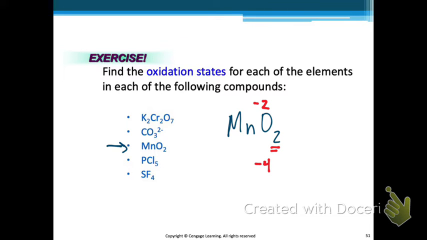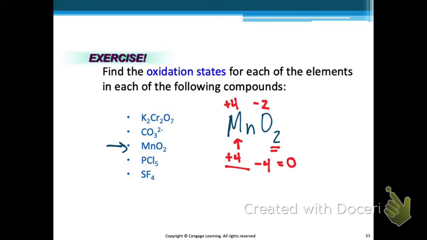So that gives me a total of -4. Does my compound here have a charge at all? Was a charge listed? No. So I need the sum of all my oxidation states to add up to 0. So what number must go there to get that to equal 0? +4. And how many manganese have to split up that +4 charge? Just 1. So that means manganese has a charge of +4 and oxide has a charge of -2.